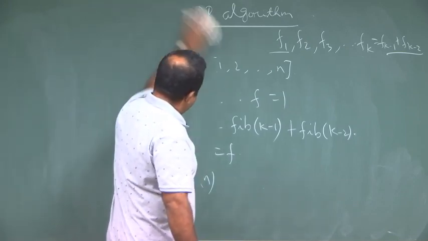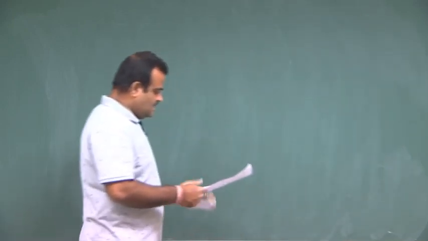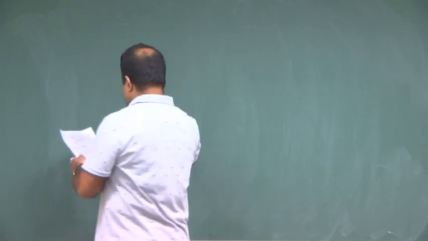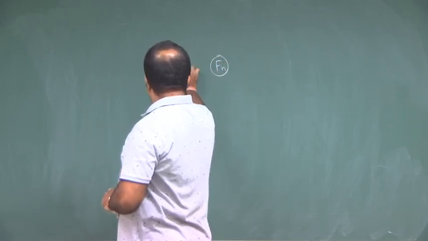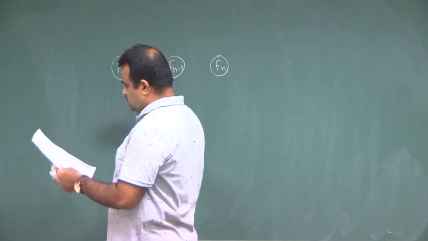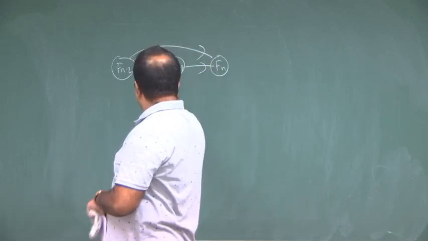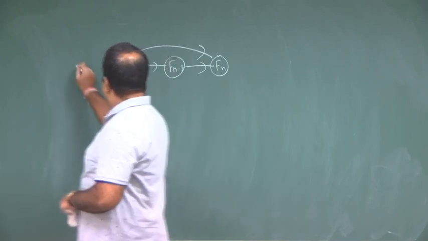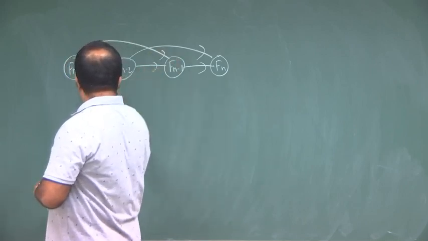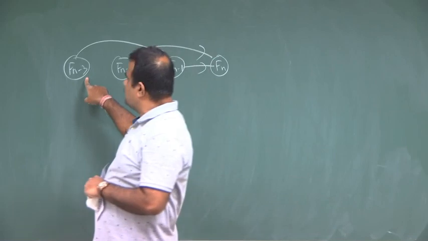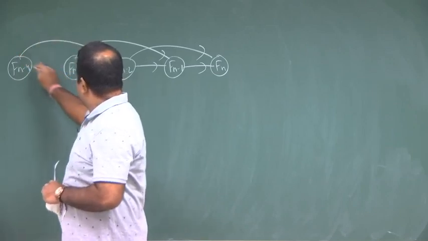Now, we want to see the topological ordering for this computation of fn. To calculate fn we need to calculate f of n minus 1 and f of n minus 2. Now, to calculate f of n minus 1 we need f of n minus 2 and f of n minus 3. And then to calculate f of n minus 2 we need f of n minus 3 and f of n minus 4. So, this way dot dot dot.